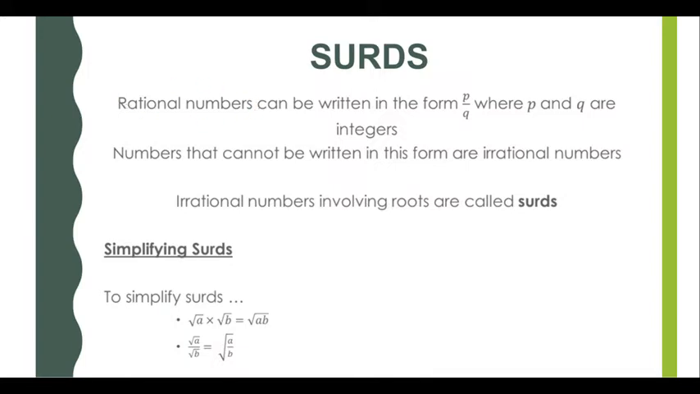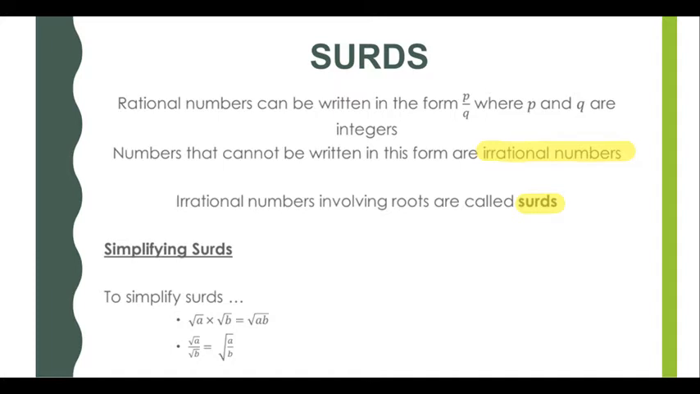Rational numbers can be written in the form p divided by q, where p and q are integers. Numbers that cannot be written in this form are irrational numbers. Irrational numbers that involve roots are called surds. There are two rules that we use when we simplify surds.